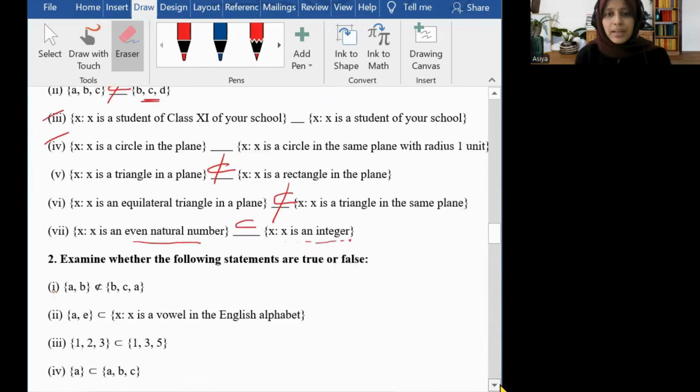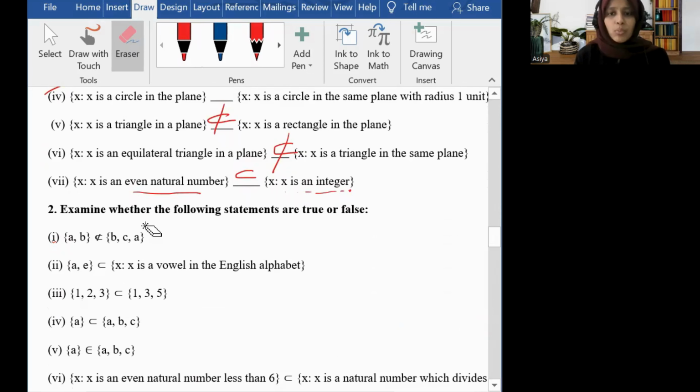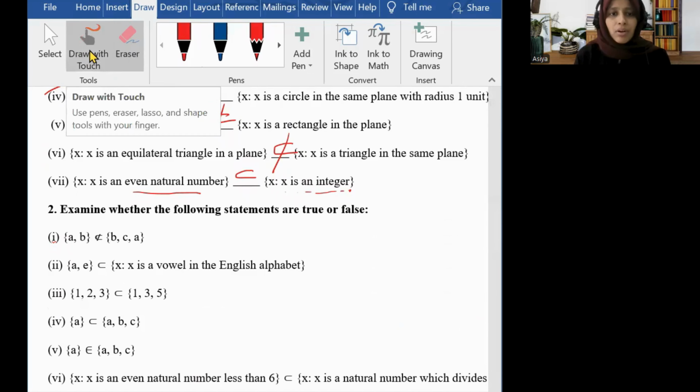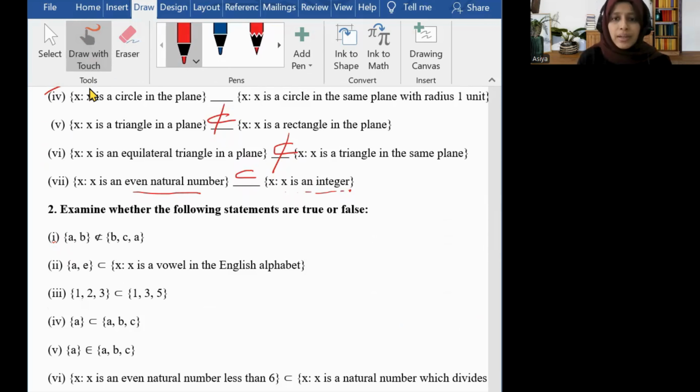Now, moving on to the next bit. Examine whether the following statements are true or false. Now, {A, B} is not a subset of {B, C, A}. We already have the elements A and B here. So this is false as it is a subset. Next, {A, E} is a subset of the vowels in the English alphabet. Yes. What are my vowels? A, E, I, O, U are my vowels. So this is absolutely true.